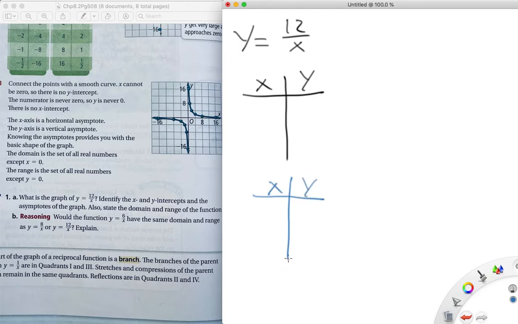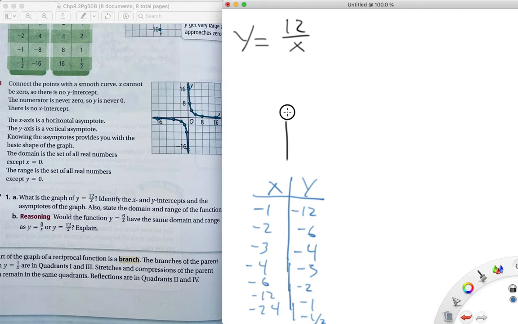All right. So here would be a negative, so let's go -1 to be -12, -2, -6, -3, -4, -4, -3, -6, -2, -12, -1, let's say -24. And that's -1/2. Ran out of space. I guess I should put them side by side. Oh well, I learned my lesson.